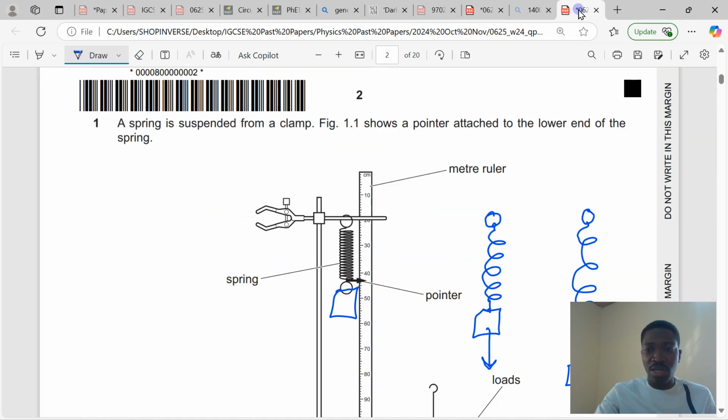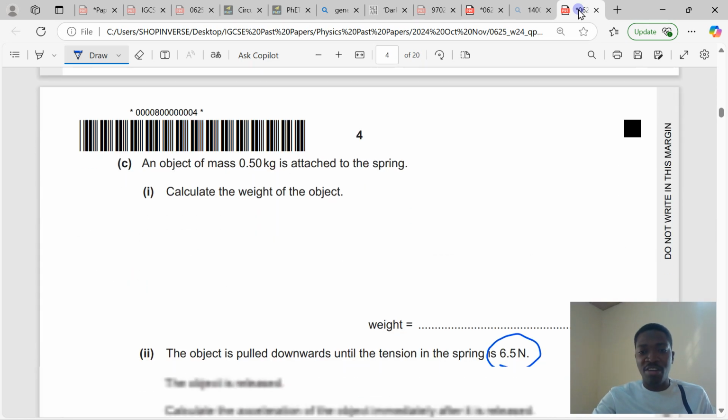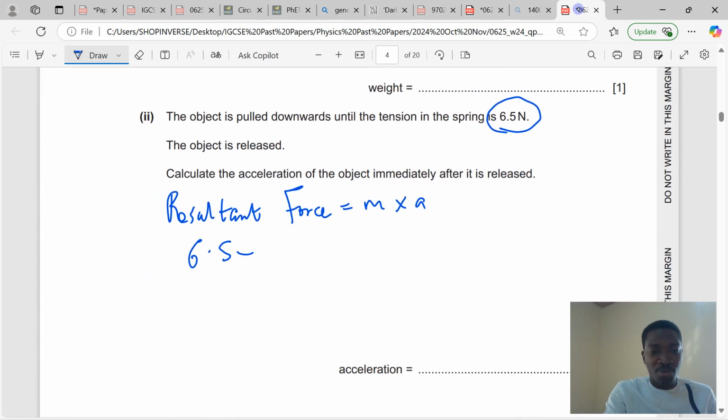So let me just do that here. 6.5 minus 4.9, you get 1.6 Newton. Yes, 1.6 Newton.